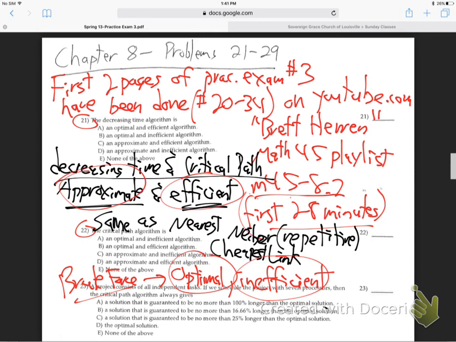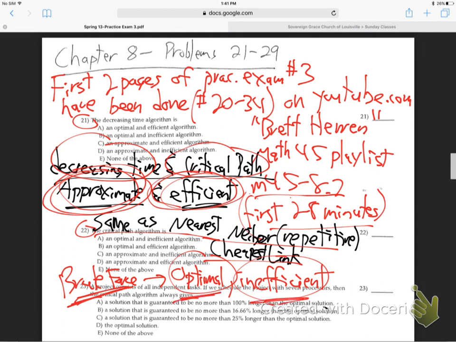So again, one more time: decreasing time, critical path, nearest neighbor, repetitive nearest neighbor, and achievement are all approximate and efficient. The only difference is brute force, which is optimal and inefficient.